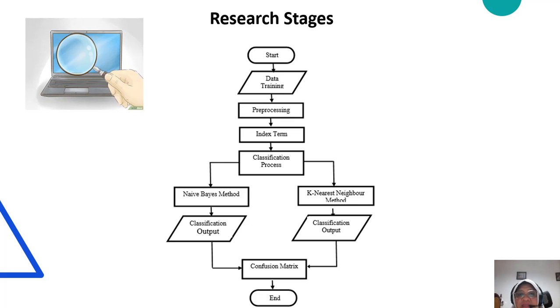The research stages start with collecting training data, and next pre-processing and computing the index term, and next the classification process with the Naive Bayes method and the K-Nearest Neighbor method. After that, to compute performance, we use the confusion matrix. Let's see the step by step in this stage.